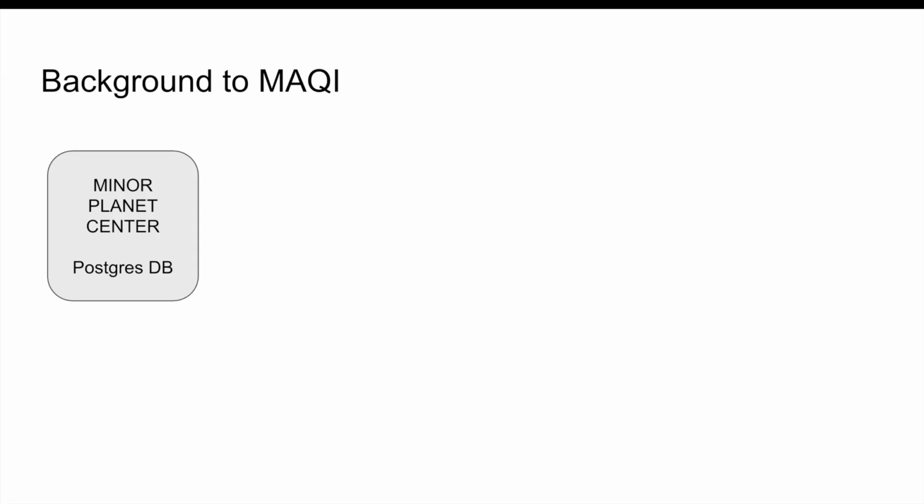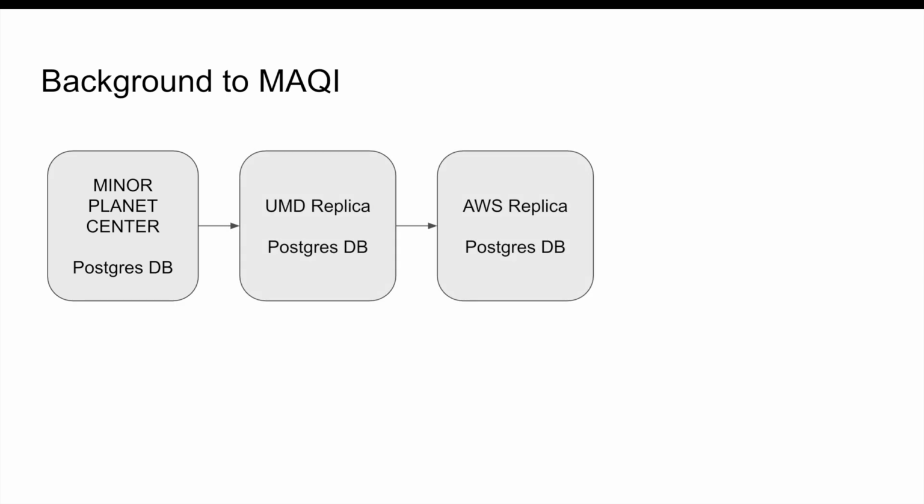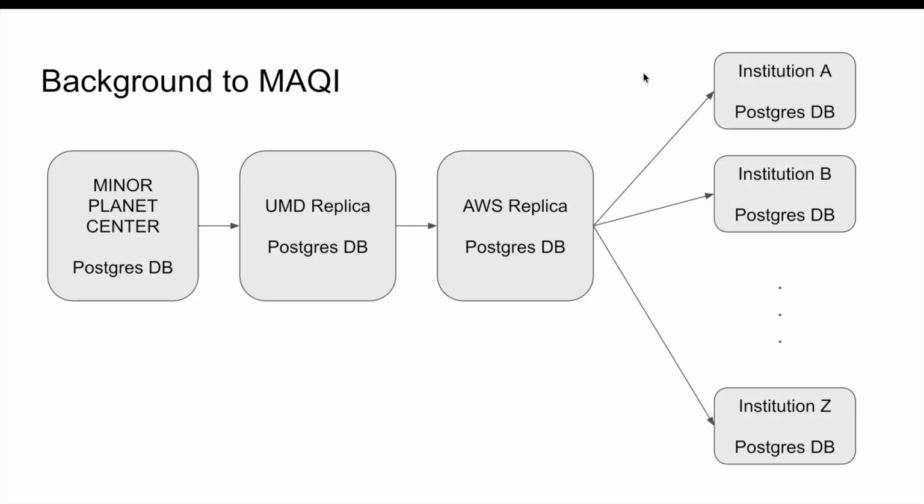The Minor Planet Center maintains a large and important database of observations and orbits. We at UMD maintain a replica of that database on premises. And in recent times, we've also set up an AWS replica. The main purpose of that is to enable other institutions to maintain their own replicas of this database in such a way that we can be confident that the system will never go down.